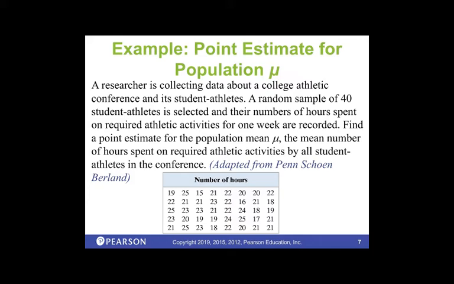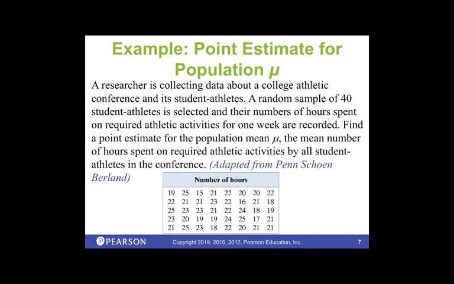A researcher is collecting data about a college athletic conference and its student athletes. A random sample of 40 student athletes is selected, and their number of hours spent on required athletic activities for 1 week are recorded. Find a point estimate for the population mean mu, the mean number of hours spent on required athletic activities by all student athletes in the conference. We have these 40 students and the hours spent by each student.